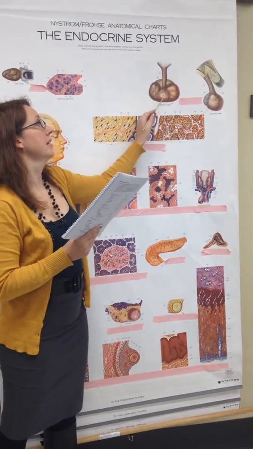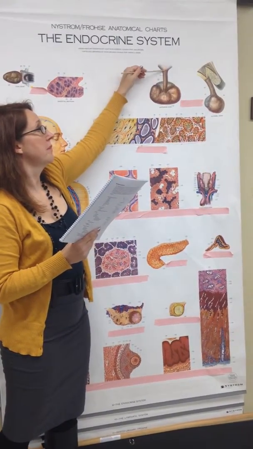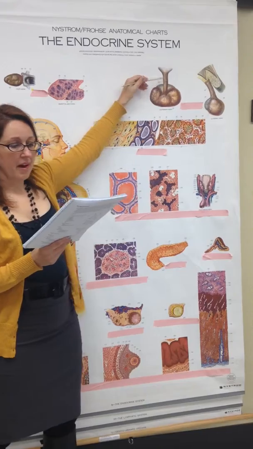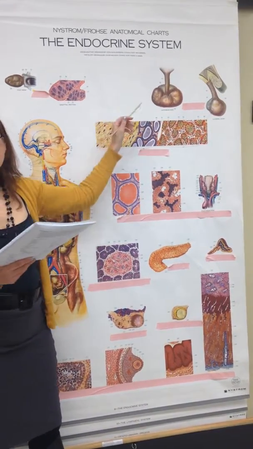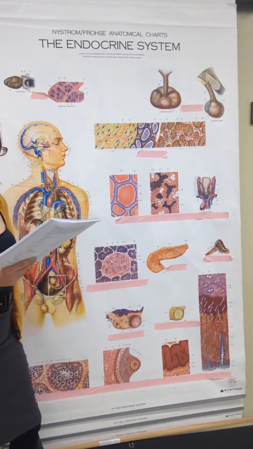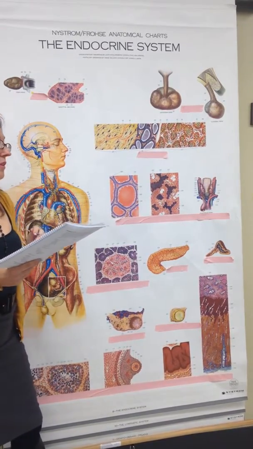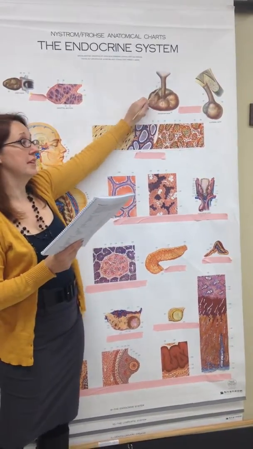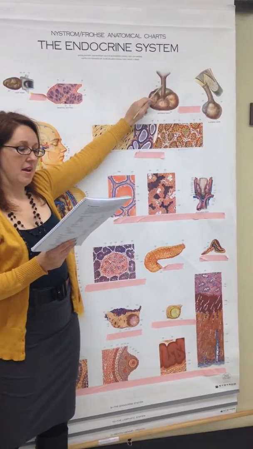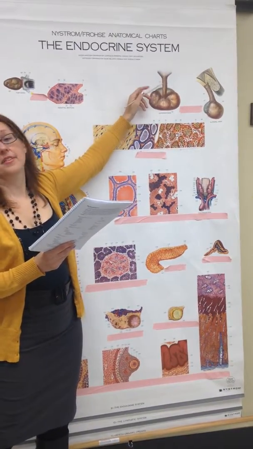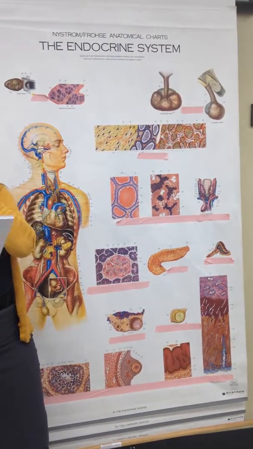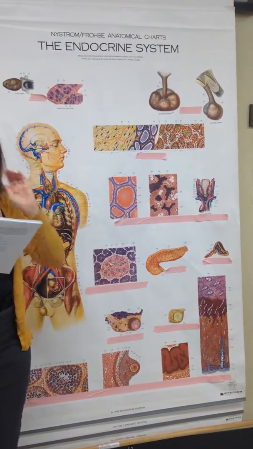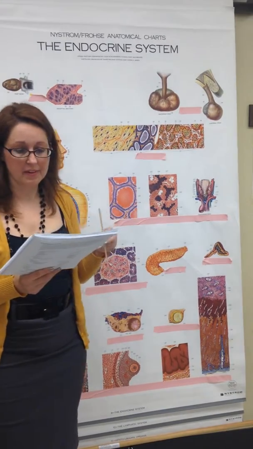So pituitary gland, infundibulum, right there. In the infundibulum, there are capillaries and there are axons, and you can't see them, so that would be a question that I would ask. The hypophyseal portal system are the capillaries in the infundibulum, and the hypothalamo-hypophyseal tract are the axons that are in the infundibulum. So capillaries are the portal system, and the tract are the axons.